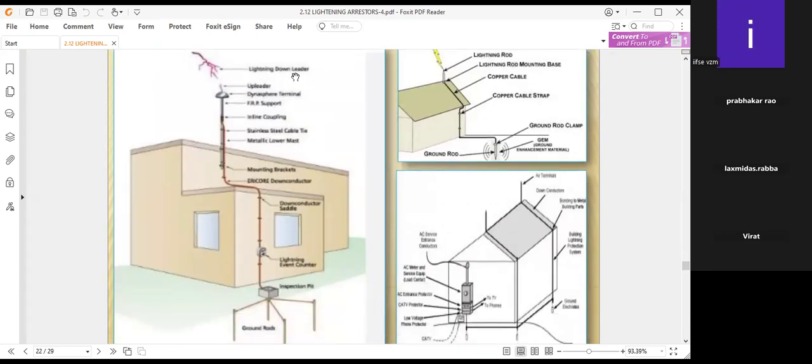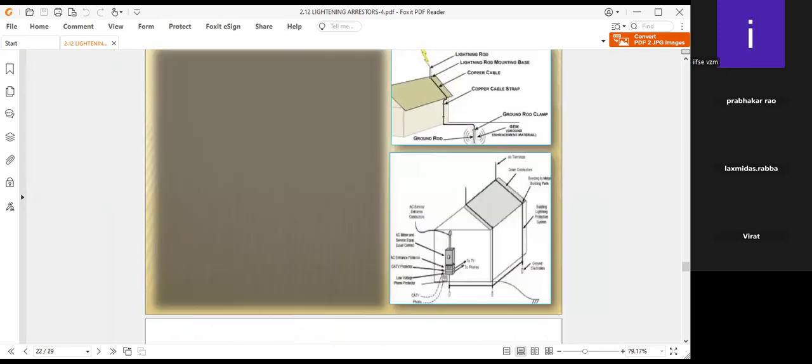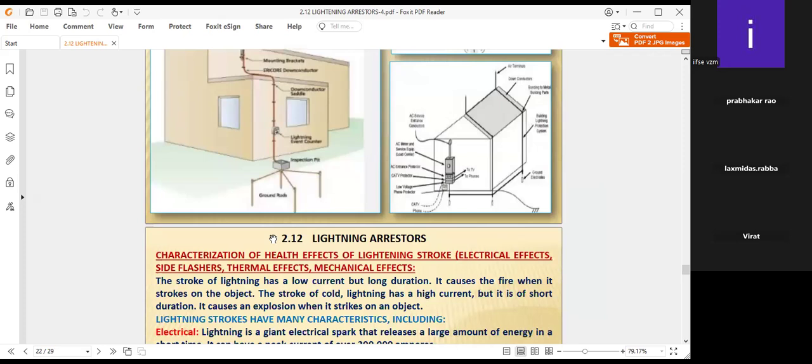Here the lightning down conductor and the up conductor are the one terminal of the system. It will go to the isolator, the lightning counter, then the inspection pit, and the ground. It will dissipate. These are some areas to be taken care of. This is the schematic representation.